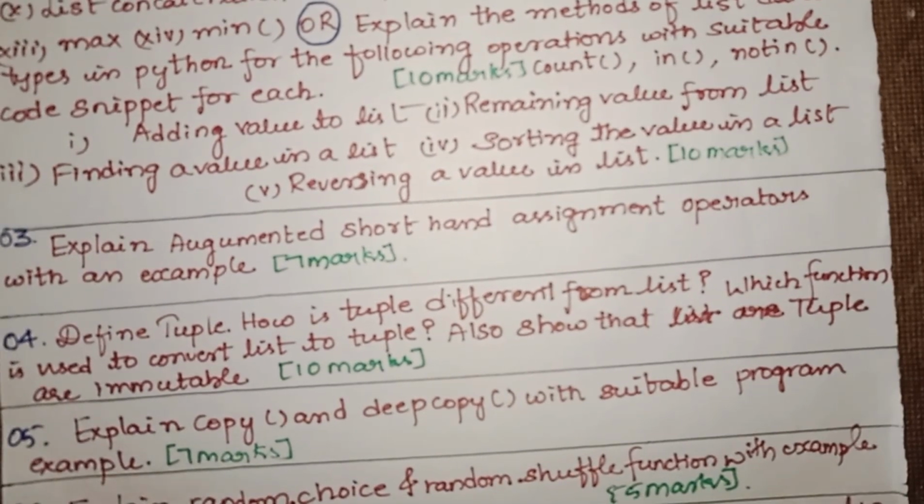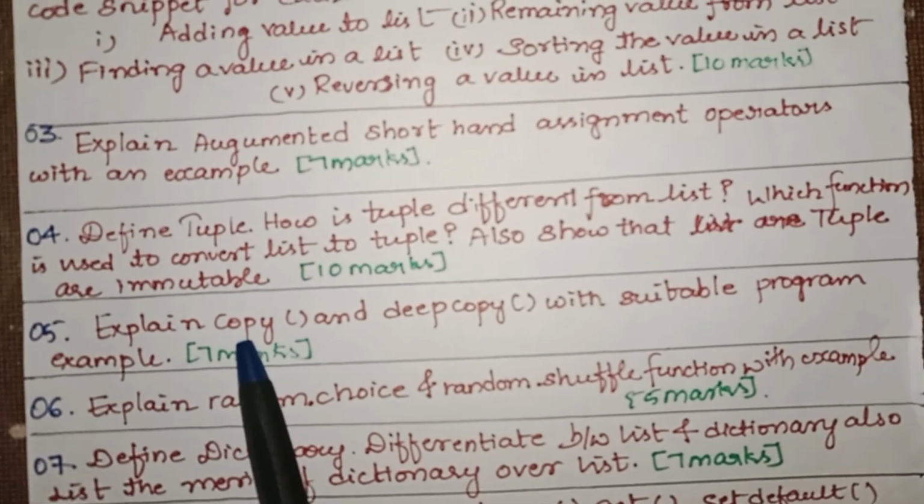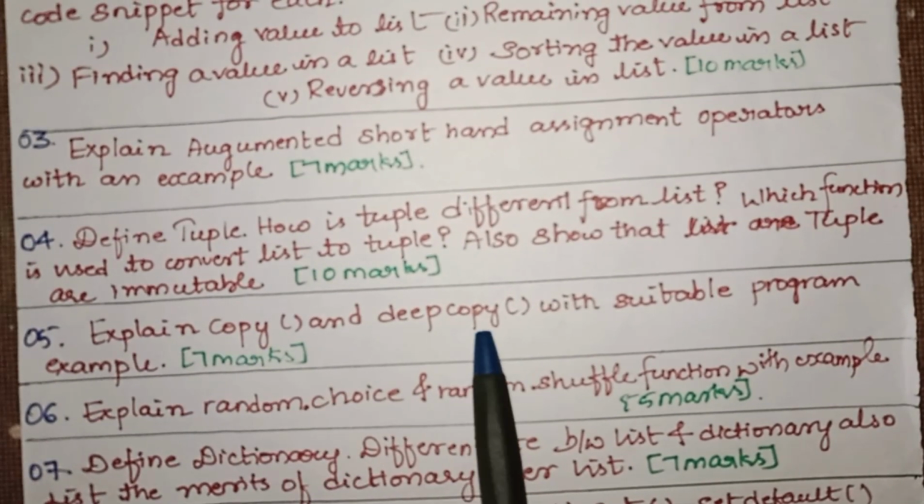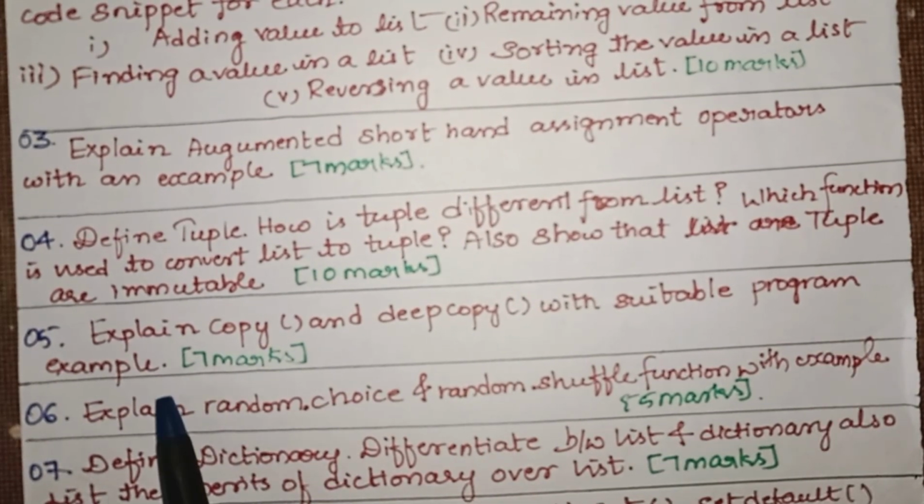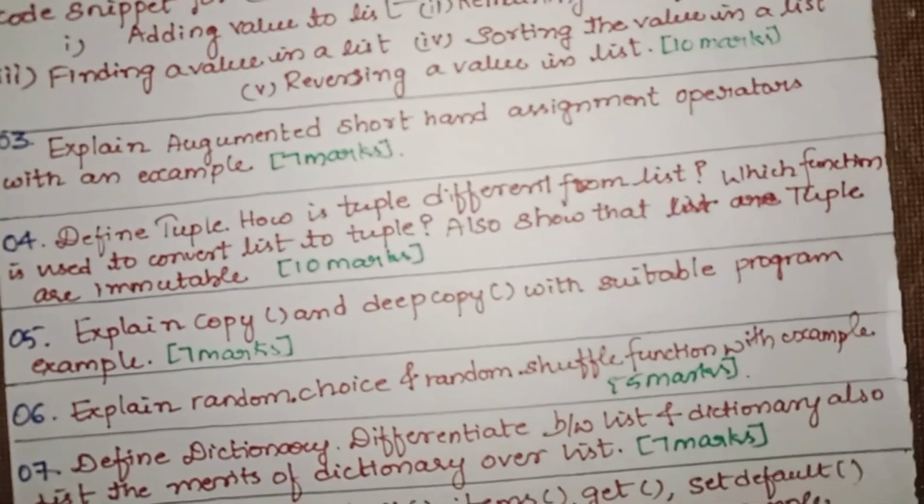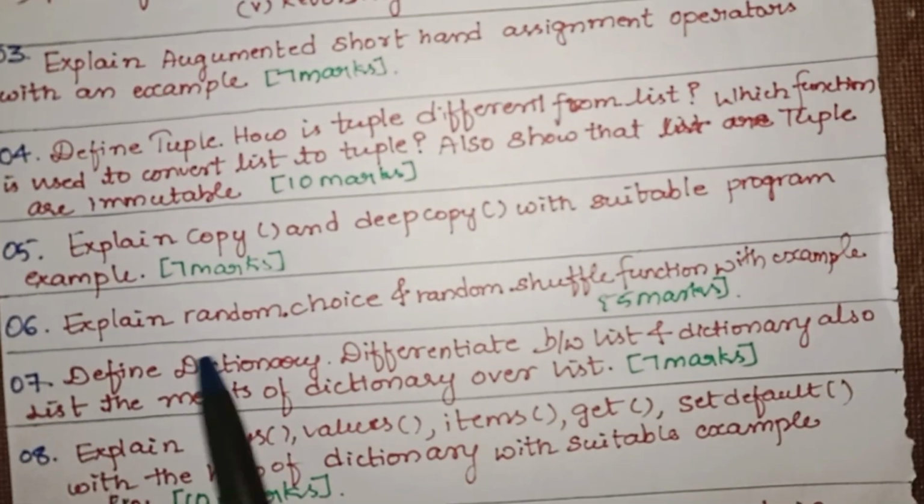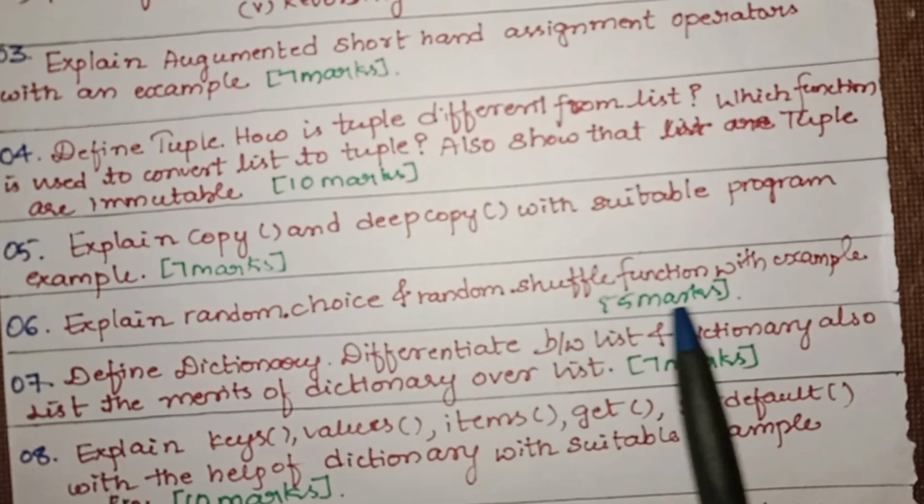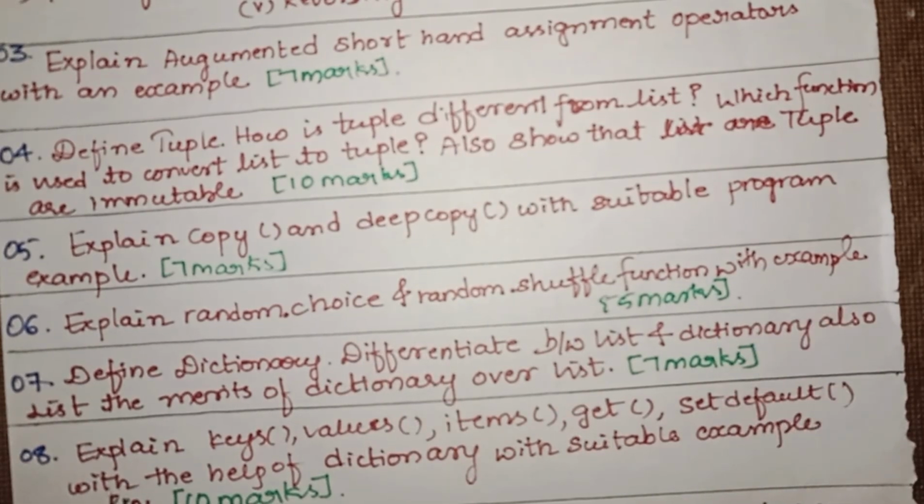Okay, and the next question is: explain copy and deep copy with a suitable program example. This is also an important question. You can expect this question this time. And explain random choice and random shuffle function with an example.